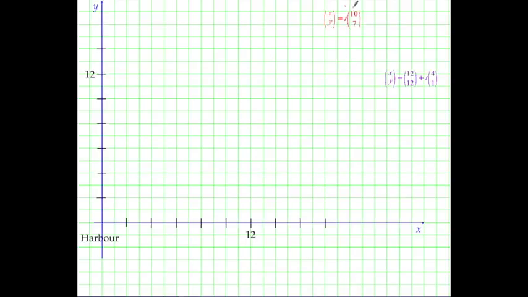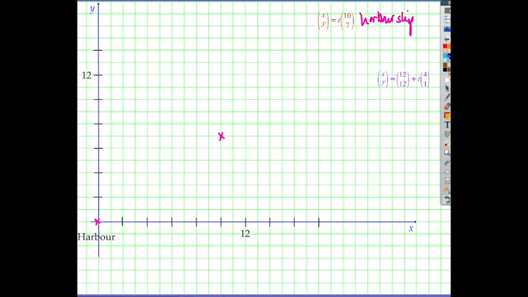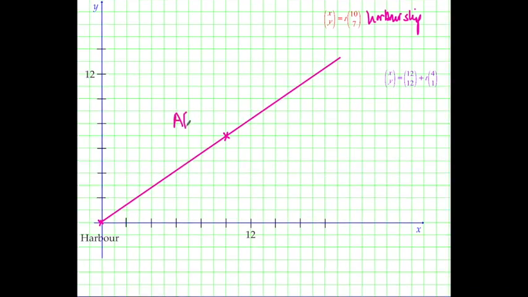So let's look at the first one. This is our harbor ship. It starts at 0, 0, and after 1 hour, it's 10, 7. So I go 10 on the x and 7 on the y, I believe that's here. And if I draw a line to represent that, so this movement is after 1 hour for the harbor ship.